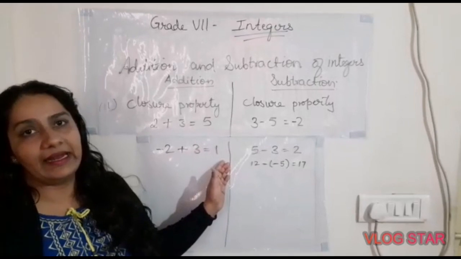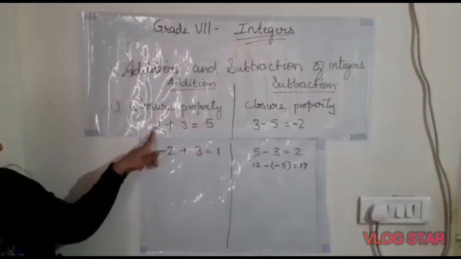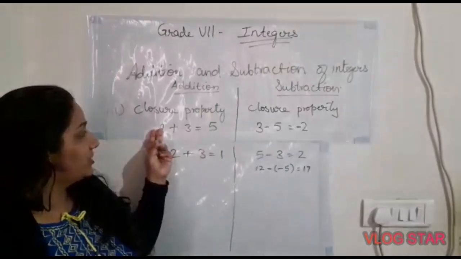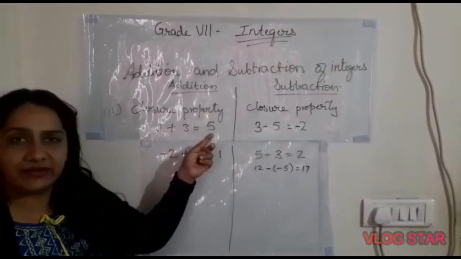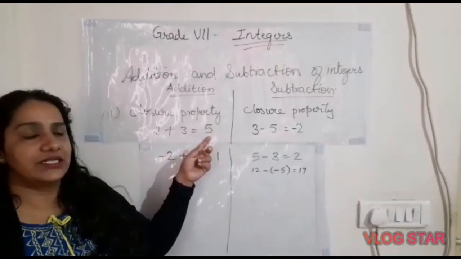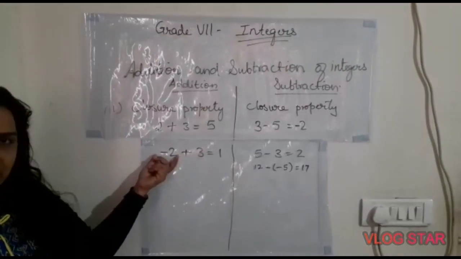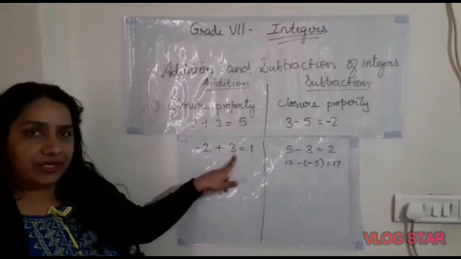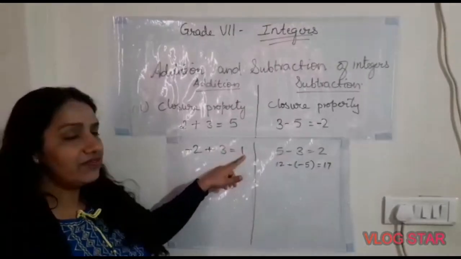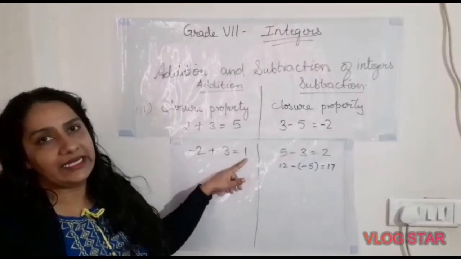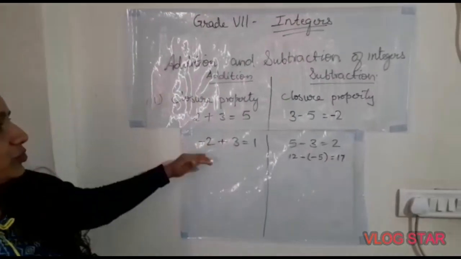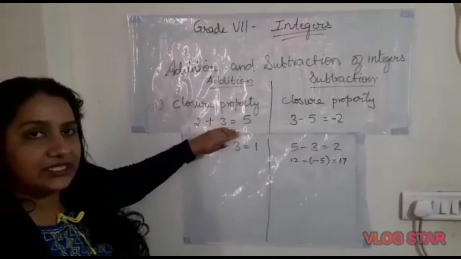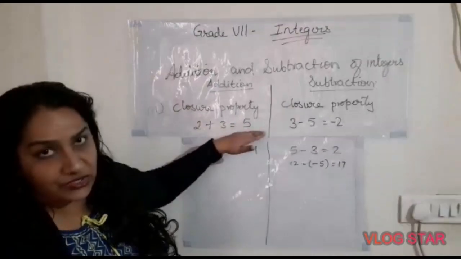be again an integer. So here I have added two integers, 2 plus 3, it gives me 5. Here 2 is also an integer, 3 is also an integer, and 5 is also an integer. When I add minus 2, which is a negative integer, to 3, which is a positive integer, again we get a result which is an integer. So this is the property of closure, which says when an integer is added with another integer, it gives an integer.